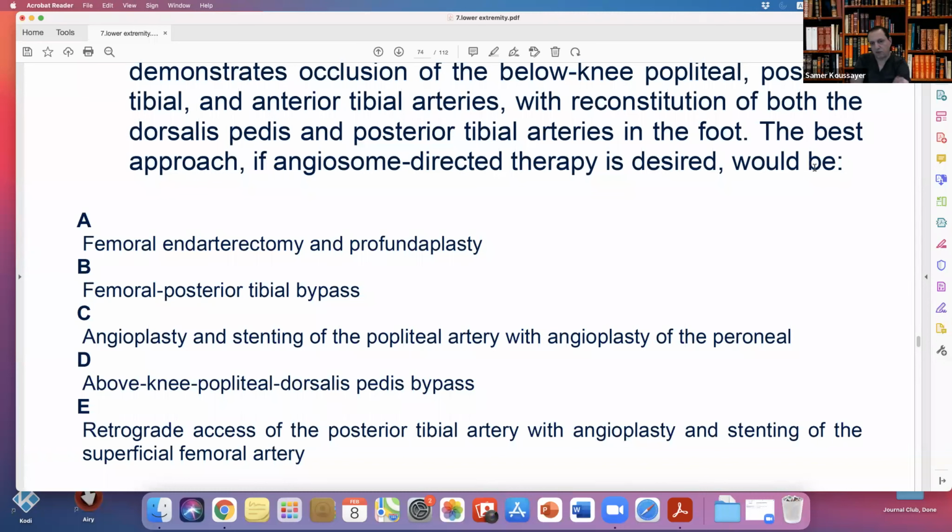And you can get flow to both the anterior tibial and posterior tibial arteries. So I agree with you. For this kind of patient, I'll at least try endovascular first, and if it doesn't work, then I'll go with a bypass. But in the exam, for this question, these are the only options you have. So you have to go with this one: above knee popliteal to dorsalis artery.